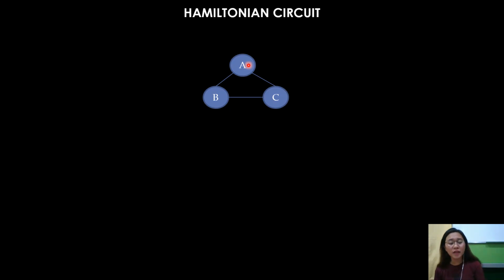So let's start with a very simple example. So we have three vertices. We have vertex A, vertex B, and vertex C. So let's start with the vertex A, going to the vertex C, then C to the vertex B. And it must end with the same vertex where you started, which is vertex A. So B to vertex A. So this is a sample of a Hamiltonian circuit graph.